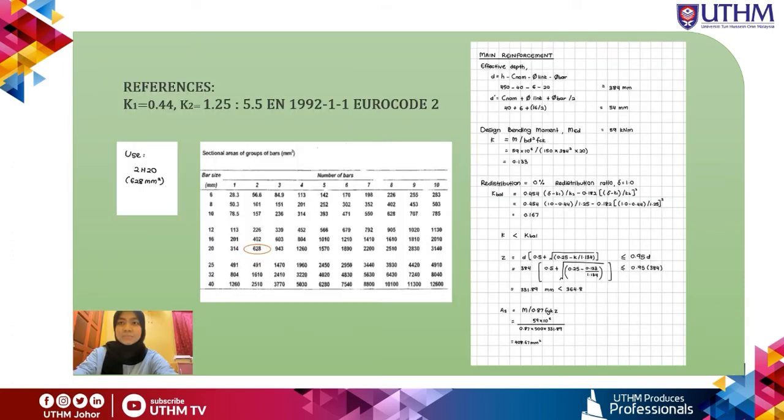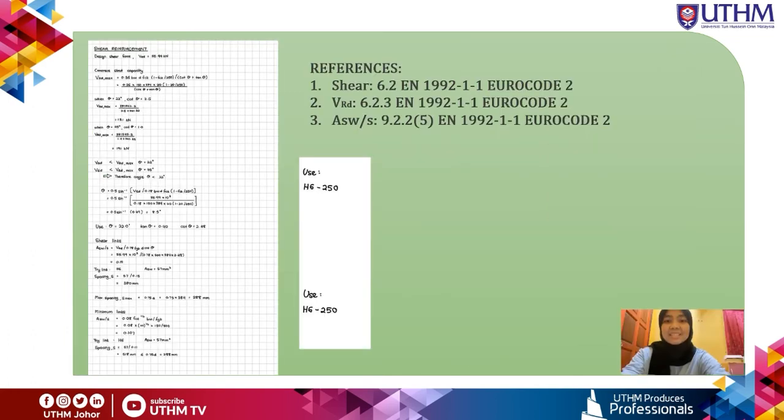Next is the calculation of main reinforcement. The As that I get is 408.67 mm2. So from the table, I use 2H20 with a sectional area of 638 mm squared. This is the shear reinforcement calculation for this simply supported beam. After calculation, the link that I choose is H6-250.